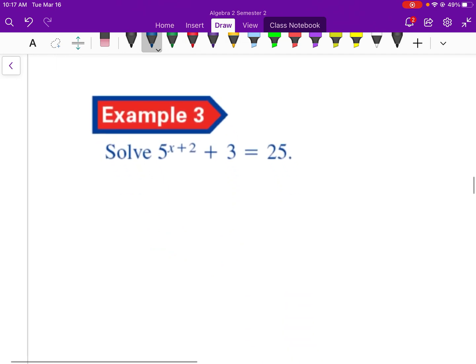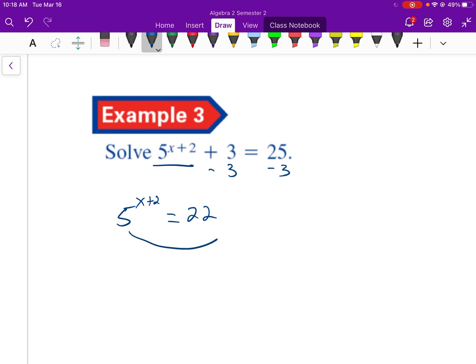Now, here we've got an exponent plus a value equals a whole number. Whenever you're solving exponential equations like this, you need to get the exponent by itself. So in this case, we have to subtract the 3 over, and we'll get 5 to the x plus 2 is equal to 22. Now we have our exponent by itself. It's just like that last one: we've got an exponent equals a whole number. Here is where we will rewrite.